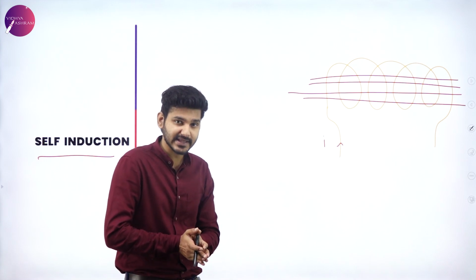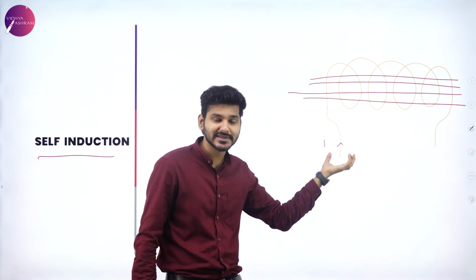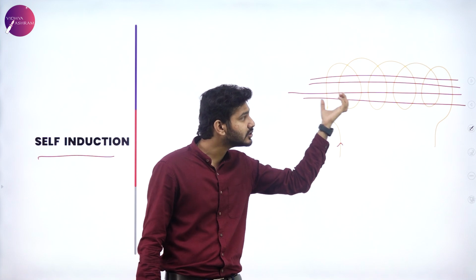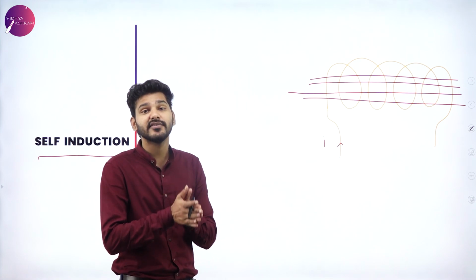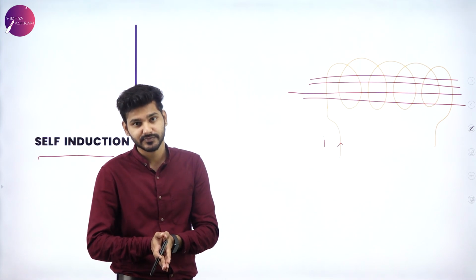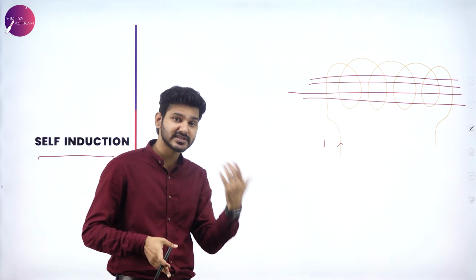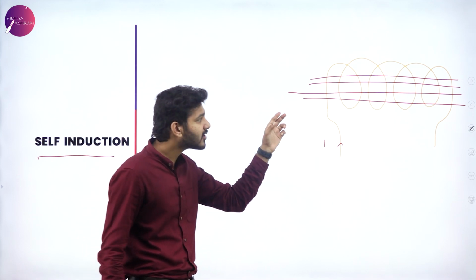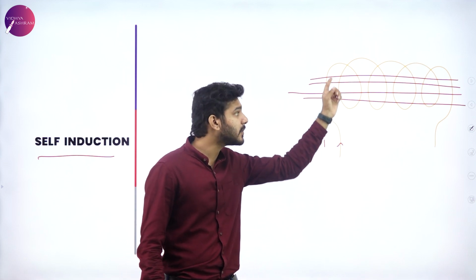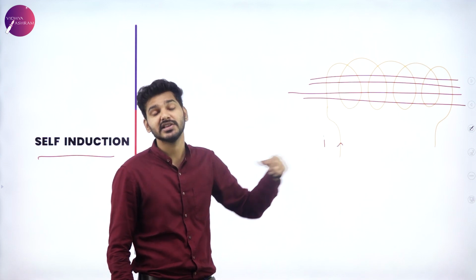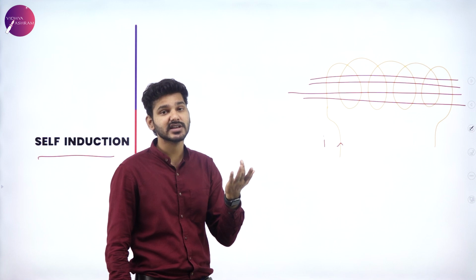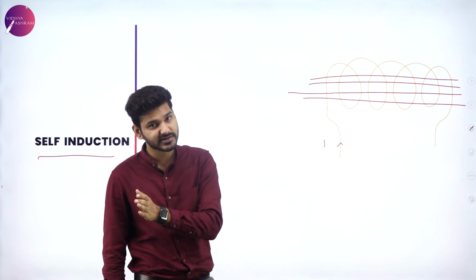The point is that as I change the amount of current that is passing through this particular coil, the field also changes. So there is a change in field, or more precisely, I can say that the number of field lines passing through a particular area in here is changing. That is known as a change in flux.